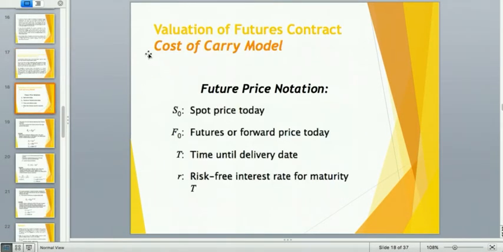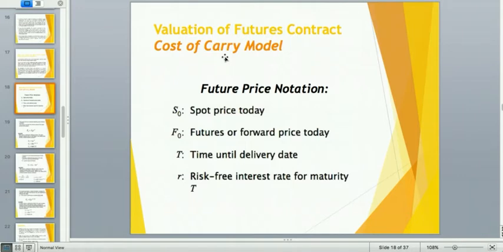Now we move on to valuation of futures contract. This is a valuation model for futures contract, and this is more theoretical in nature. The cost of carry model is followed to take out the value or the price of the future contract, because in reality the actual price of a future contract is determined through the forces of demand and supply in the futures market.